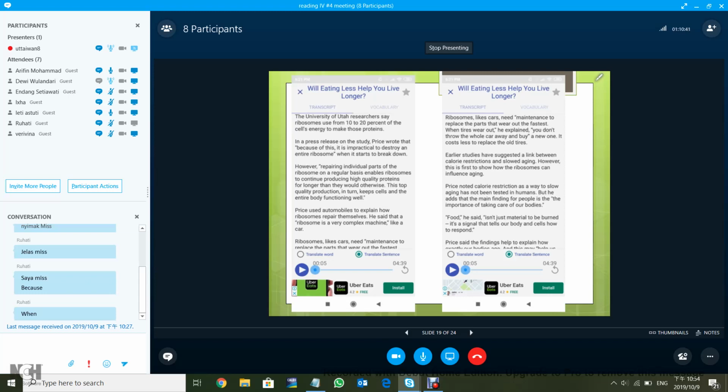Price ini nama orang, bukan harga. Bahwa dia menambahkan the main finding for people is berarti penemuan utama untuk manusia adalah. Thank you. Next, Mbak Endang.